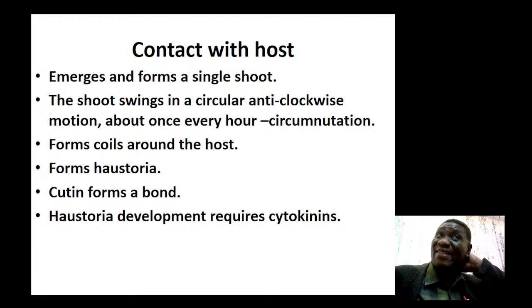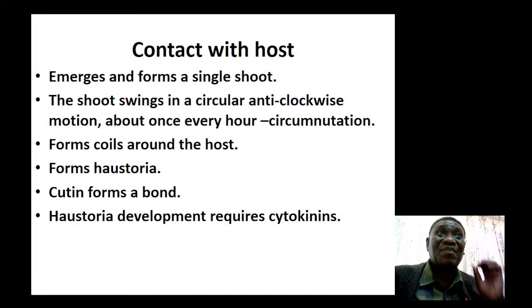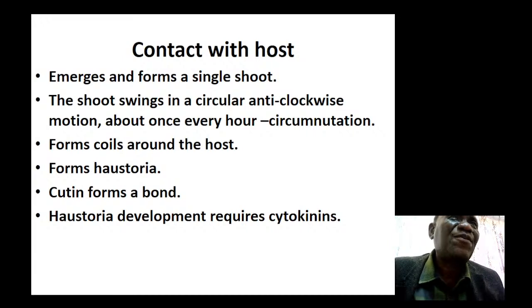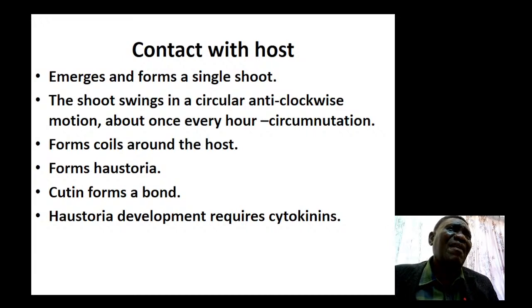This is a shoot parasite, not a root parasite. It emerges and forms a single root, and the shoot will swing in a circular motion or anti-clockwise motion about once every hour, which is known as circumnutation. It coils around the host, forms haustoria. It also forms cutin for bonding. Then haustoria development starts, and it also requires cytokinins.